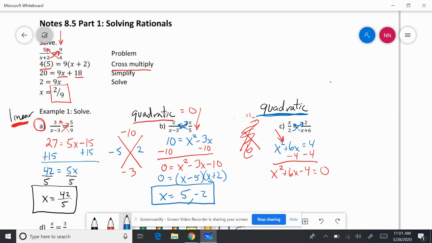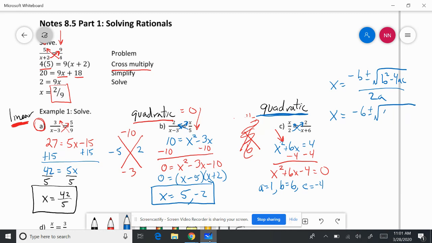So the quadratic formula is x equals negative b plus or minus the square root of b squared minus 4ac all over 2a. So our a value in this case is 1, our b value is 6, and our c value is negative 4. We're going to plug those values in. X equals negative 6 plus or minus the square root of 6 squared minus 4 times 1 times negative 4 all over 2 times 1.